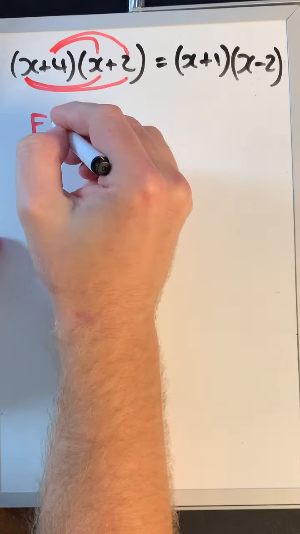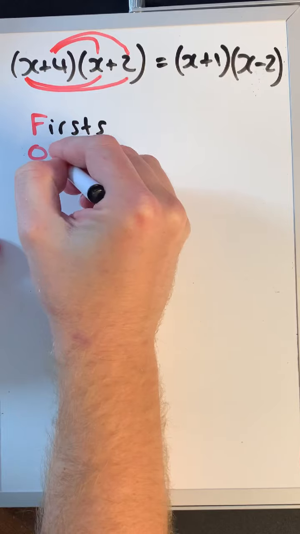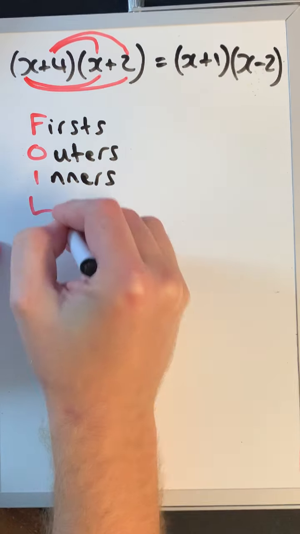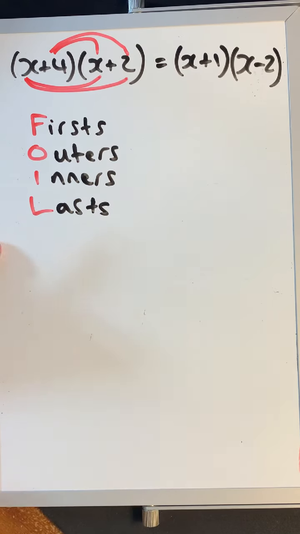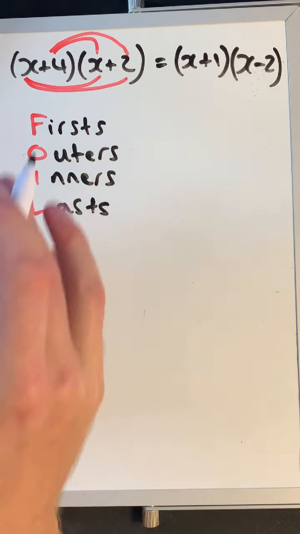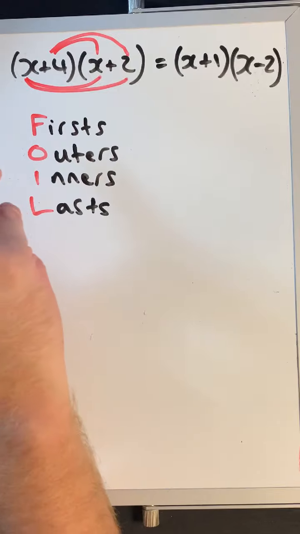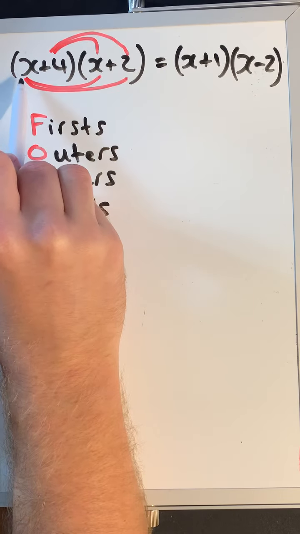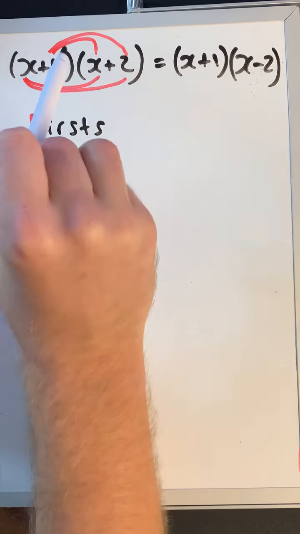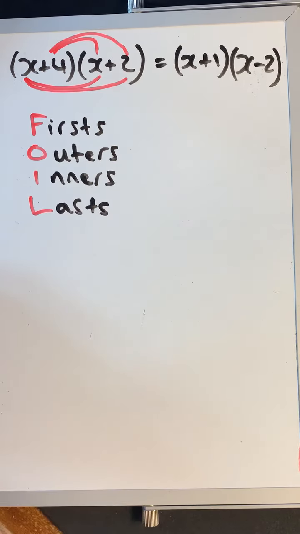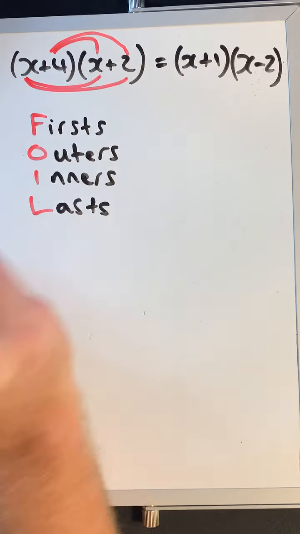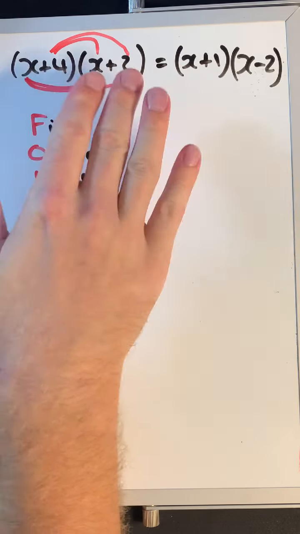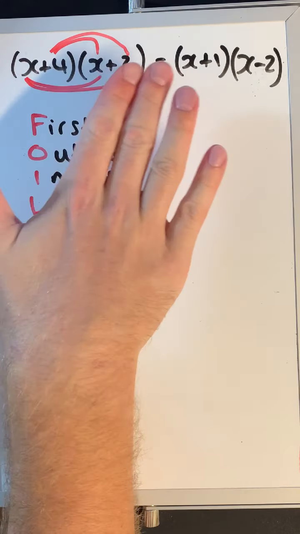Okay, so this stands for firsts, outers, inners, lasts. Okay, so this is telling us which terms to multiply together. So first ones in each bracket, the outer terms, so this one and this one, the inner terms, these two, and the last terms. Okay, so that's one way that people remember how to multiply something that is in this form. Okay, only works for something that's in this form.